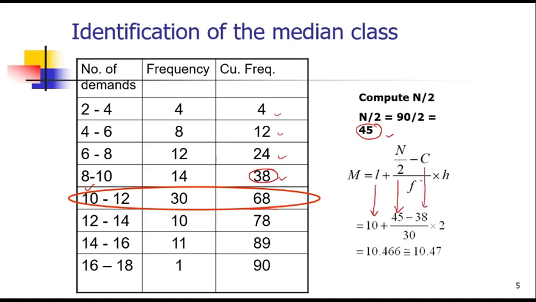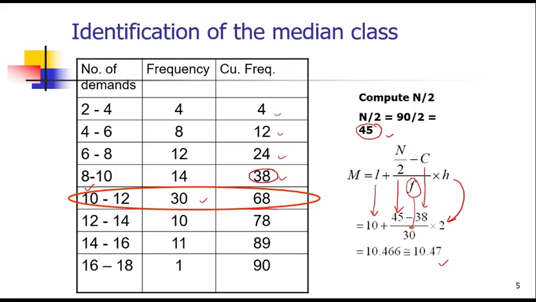And h is the class interval. And then frequency of that class, that is 30. So everything I put and then I compute, so I get 10.466, that is equal to 10.47. So this is the value of the group frequency distribution median, 10.47.